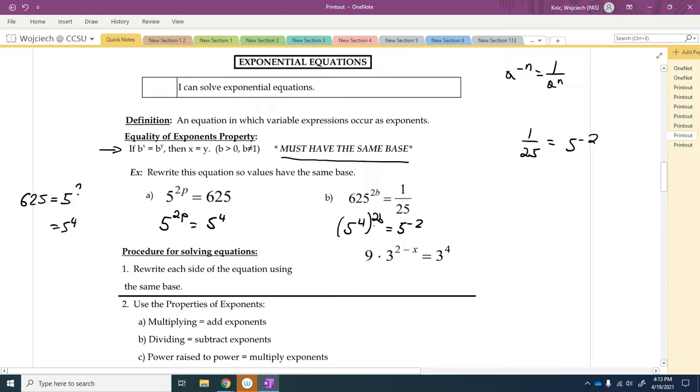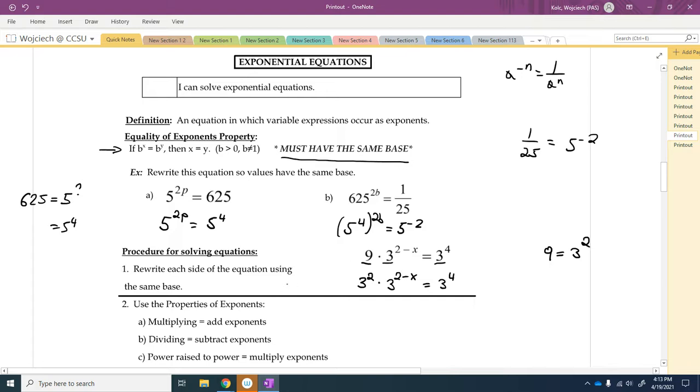All right, let's talk about solving exponential equations. Step 1 is to rewrite each side of the equation using the same base. This base is 9, this base is 3, this base is 3. The only one I don't like is 9, but I can rewrite 9 as 3 squared. So this will be 3 squared times 3 to the 2 minus x is equal to 3 to the fourth. Now I have the same base.